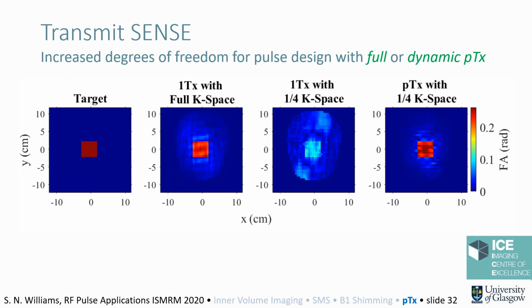This figure compares the excitation patterns for single and parallel transmit for that same inner volume excitation compared to the desired target pattern on the far left. For a sufficiently long pulse and spiral k-space trajectory, and also assuming no relaxation, the single transmit pulse reproduces the target excitation reasonably well. When the excitation trajectory and pulse length are reduced by a factor 4, the single transmit pulse cannot adequately generate the inner volume excitation. However, the pTx pulse on the far right can.